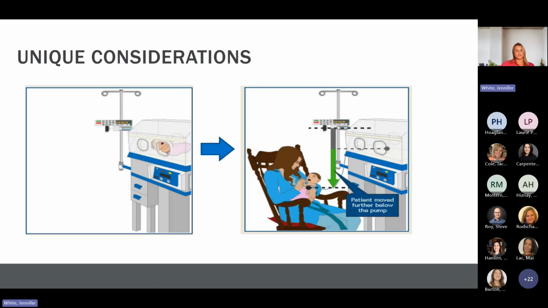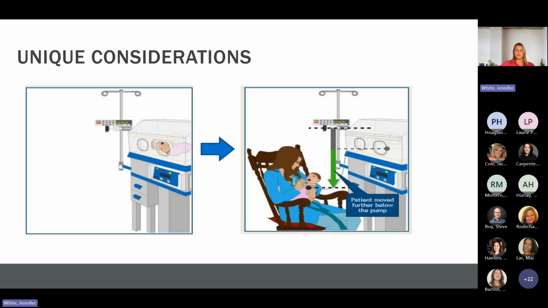Here are some unique considerations. Specifically in the NICU, your baby will be in an isolette. With the isolette, you want your critical meds at heart level with the syringe. In this photo, you can see a parent holding a baby. You can see the syringe pump is set to the correct level when the patient is laying in the bed. However, when being held, you can see that the patient is well below the pump.